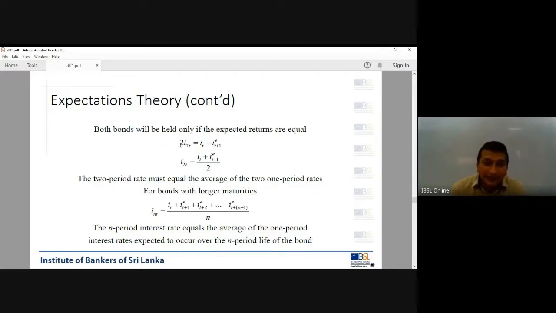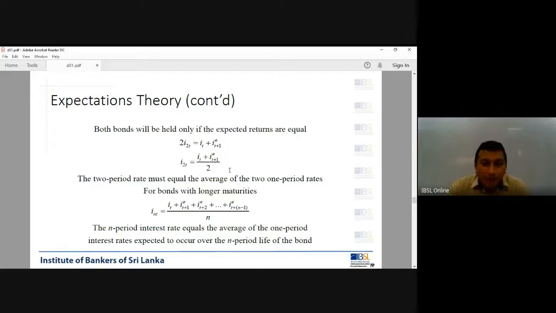So basically you are bringing these 2 together to divide this equation. You end up with the 2 period rate must equal the average of 2 1 period rates. This is the average, that's why 2 is here. This is the 1 period rate today, and this is the expected 1 period rate next year. So 1 year today, and this you can take as tomorrow for easy understanding.